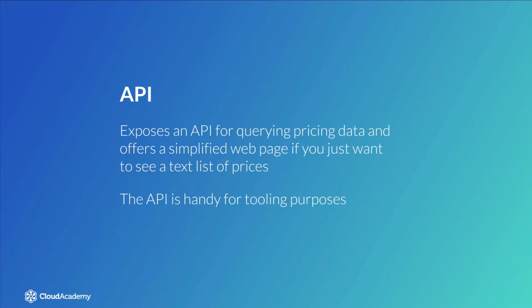The GCP SKU web page, by contrast, is really just a simple search page with a list of prices by service. So this is helpful if you just want to get a general sense or show it to someone, basic prices by service.